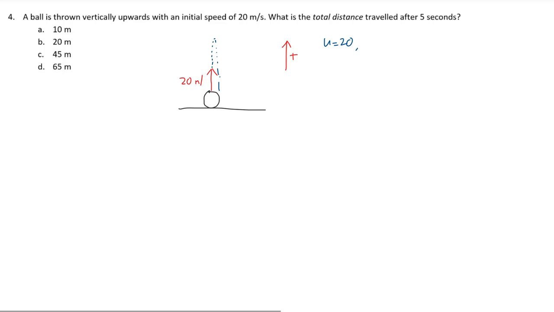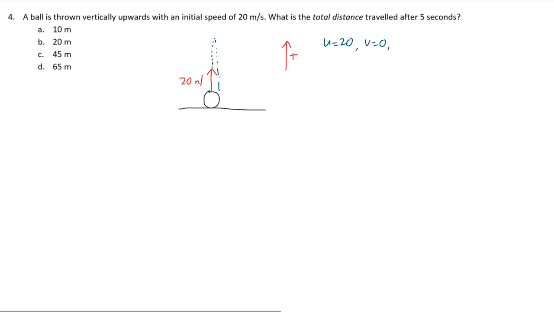Well, let's think about the velocity vector. Initially, the velocity is 20 meters per second. As the ball is going up, the acceleration due to gravity is trying to push the ball back down. That is causing the velocity vector to decrease. The velocity vector keeps getting smaller and smaller until at its maximum height, the velocity vector is 0. The velocity vector after that then points down as the ball goes back towards the ground. Therefore, at the maximum height, the final velocity is 0.